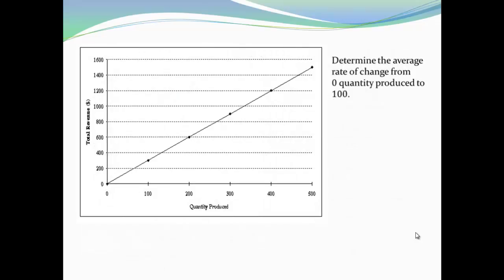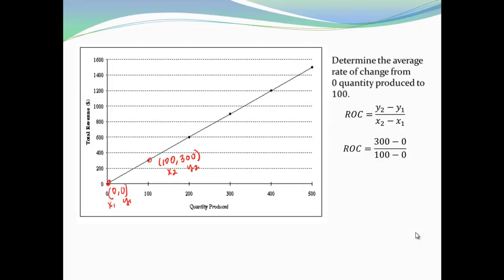So let's look at this graph. This shows total revenue in dollars with respect to quantity produced. If we determine the average rate of change from 0 quantity produced to 100 quantity produced, we would have to find the average rate of change. At 0, our output is also 0, and I'm going to call that x1, y1. And at 100, I estimated that my output there was about 300, and I'm going to call that x2, y2.